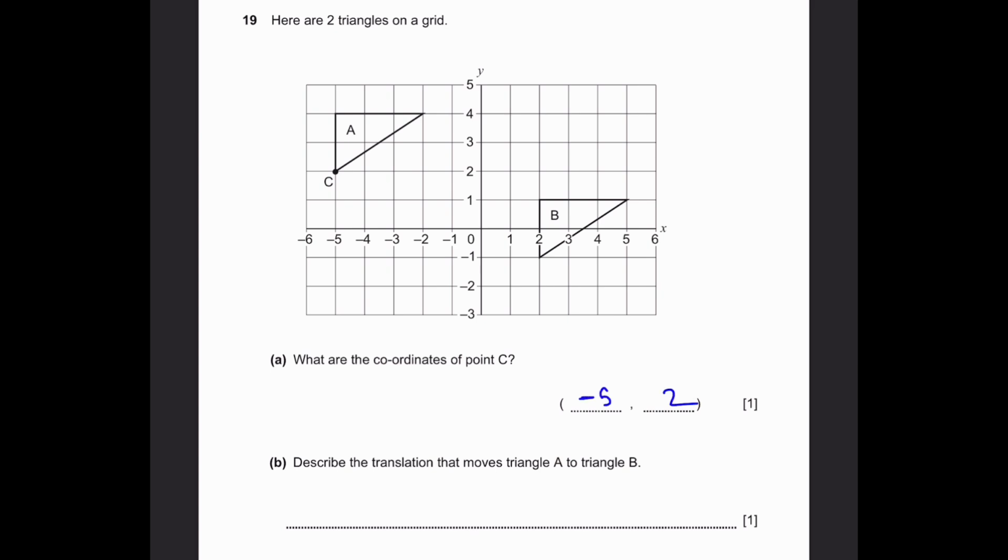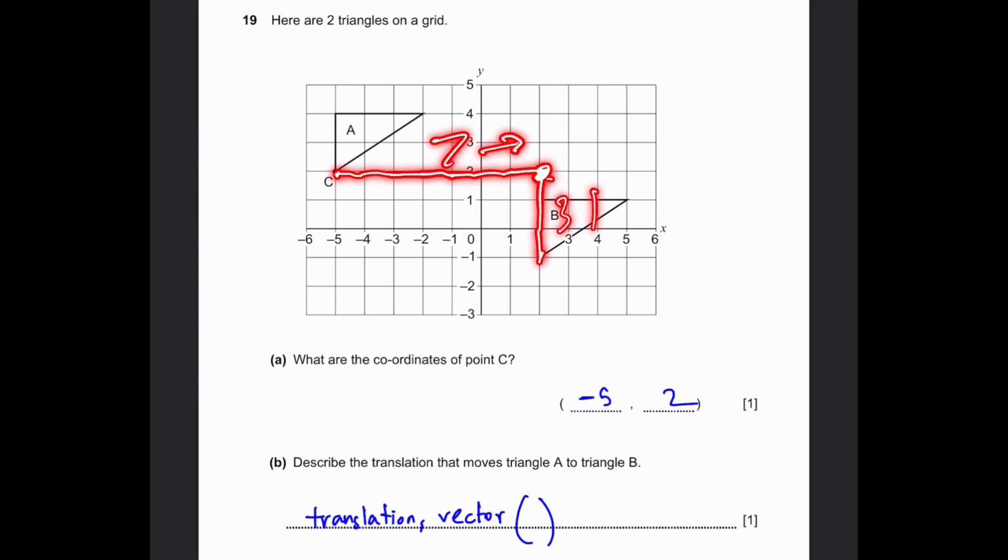B, describe the translation that moves triangle A to triangle B, like that. So it's given that it's a translation, but we need to find out the vector. By vector, I mean similar to coordinates, but simply written in a vertical form. So x value, how much does it move? So let's take this point to this corresponding point here. X 1, 2, 3, 4, 5, 6, 7. 7 x value, 7 towards the right. And then y value, 1, 2, 3, 3 down.